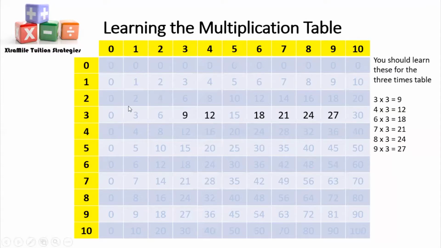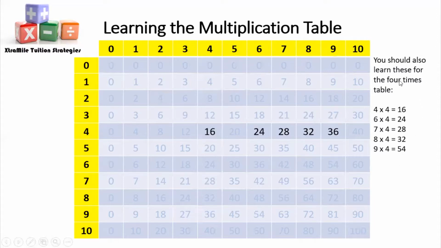You should learn these for the 3 times table. 3 times 3 is 9. 3 times 4 is 12. 3 times 6 is 18. 3 times 7, 21. 3 times 8, 24. 3 times 9, 27. Write down these and then learn them.